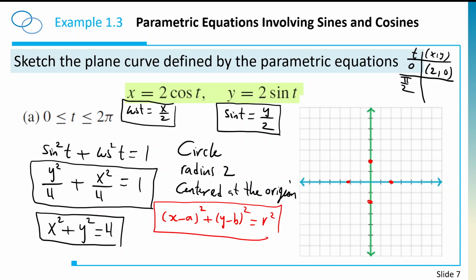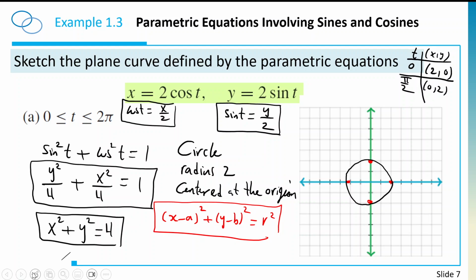Now at pi over 2, cosine pi over 2 is 0, times 2, this is 0. Sine pi over 2 is 1, times 2, this is 2. So that means we start with (2, 0), okay? This is (2, 0), and we move to (0, 2). So this is this direction. So we're moving counterclockwise. This is what creates our circle.